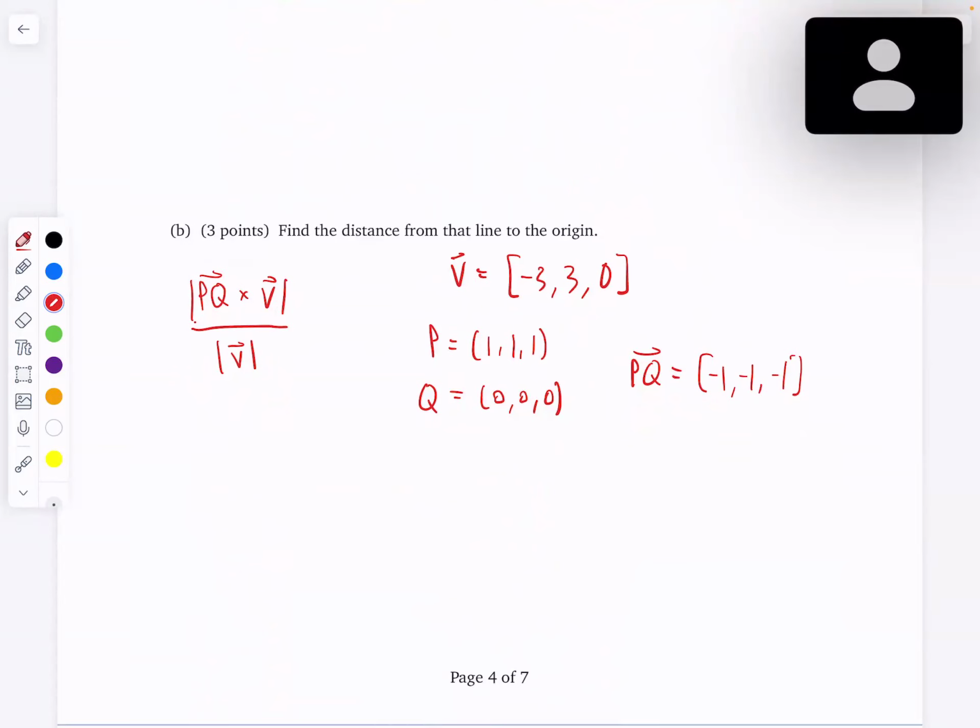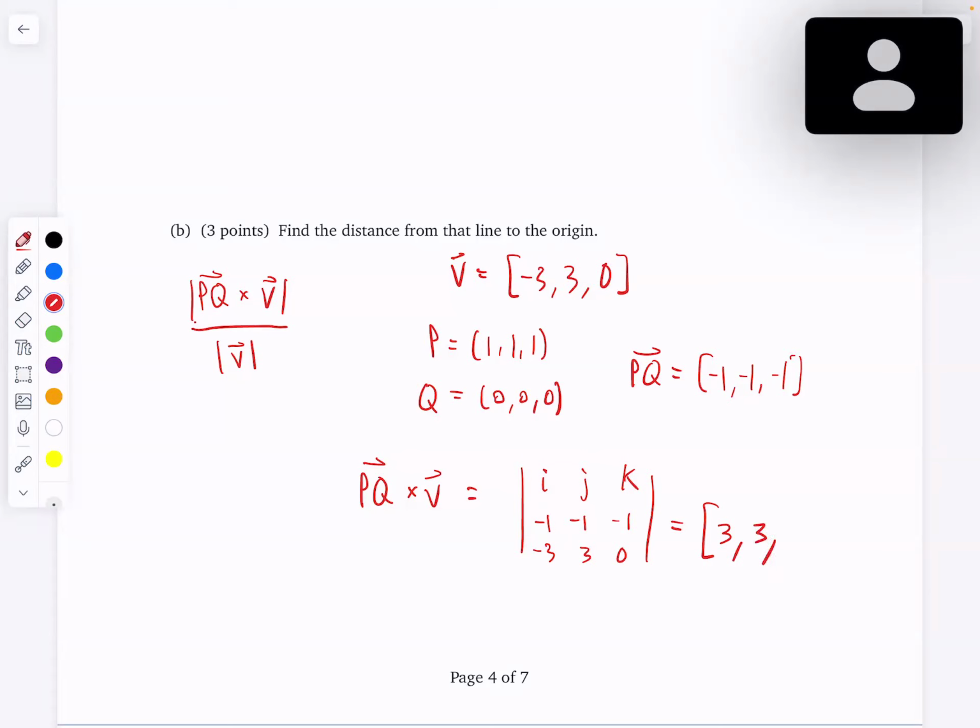Then what we do is we're going to cross those. So PQ cross V equals i, j, k. Well, I guess actually I should do PQ first. We're taking the magnitude, so it really doesn't matter the order, but that's okay. Negative 1, negative 1, negative 1, then negative 3, 3, 0. If you cross out the i, you get minus 3, minus 3, so it's 3. If you cross out j's column, you get negative 1 times 0, which is 0. And then 3 minus 3, but it's positive, and so it's 3.